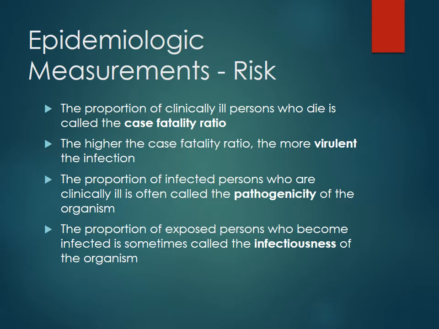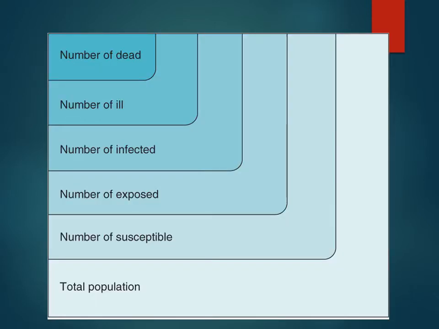And then the proportion of infected persons who are clinically ill is often called the pathogenicity, right? So how many people who are infected are actually becoming symptomatic? It could be people who get infected who do not become symptomatic. Some people will. That's where you're talking about the pathogenicity. And then the proportion of exposed individuals who actually become infected is the infectiousness of the organism. These are all affecting how your subsets are affected by the different disease states, as progressively smaller pieces of the same pie, with the big picture being the total population you're looking at.